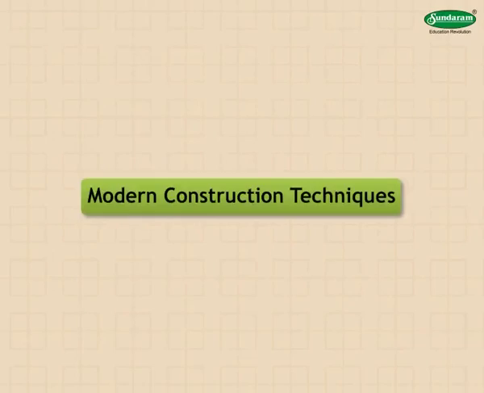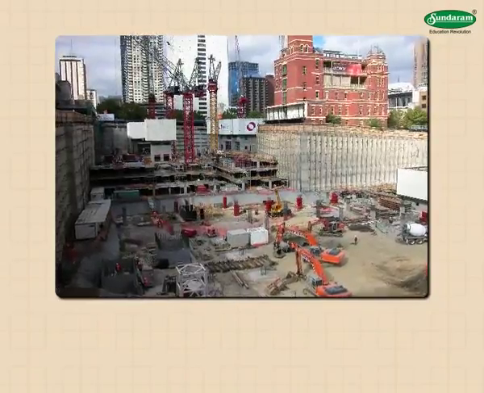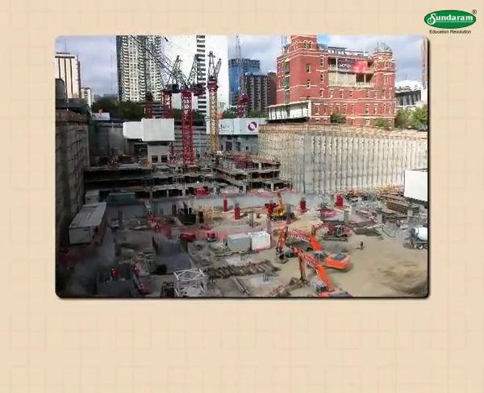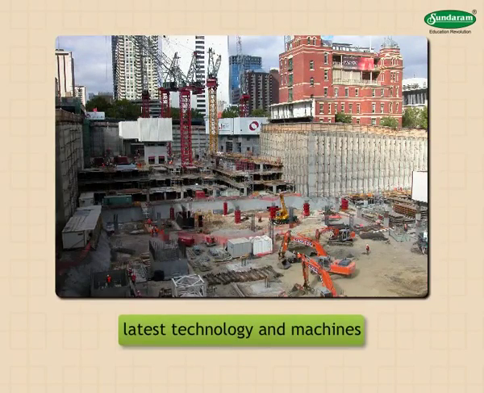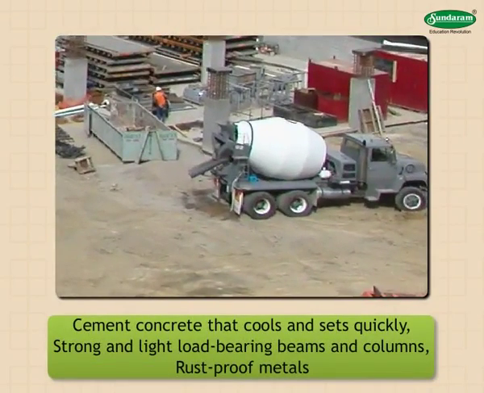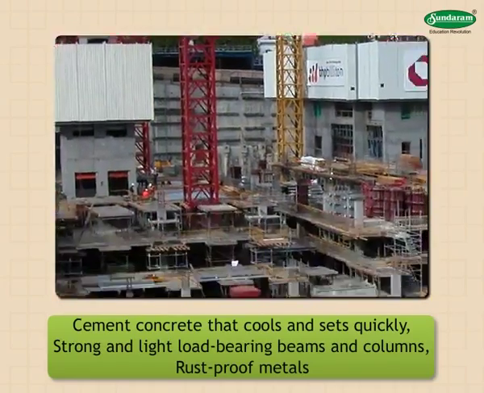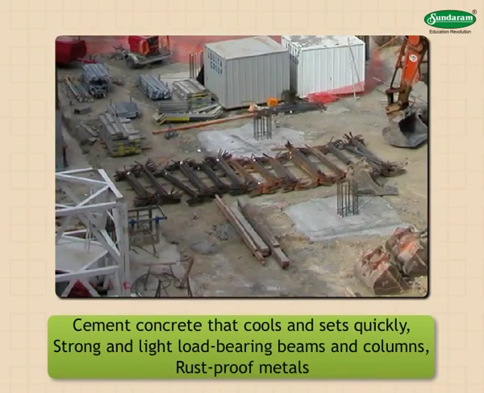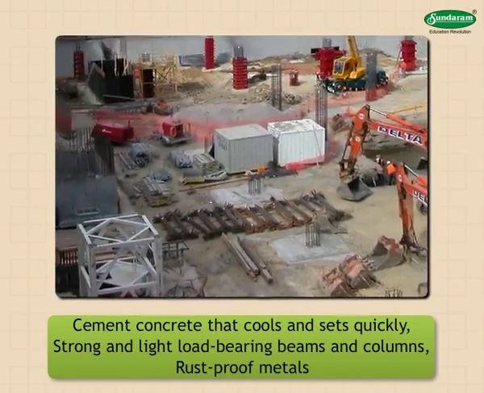Modern construction techniques. Much improvement is seen in the construction techniques used nowadays. Construction techniques make use of the latest technology and machines right from the stage of digging the ground for laying the foundation. Cement concrete that cools and sets quickly, strong and light load-bearing beams and columns, rust-proof metals are all used to make houses strong, long-lasting and attractive.